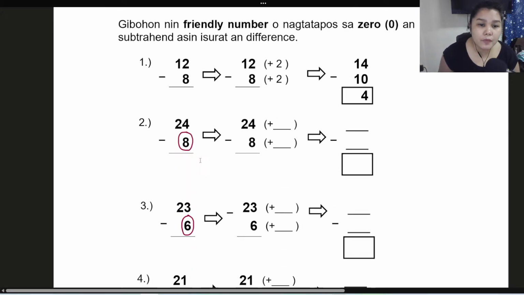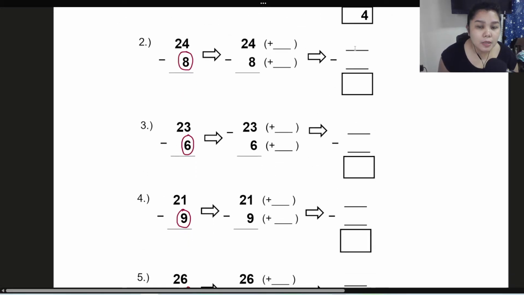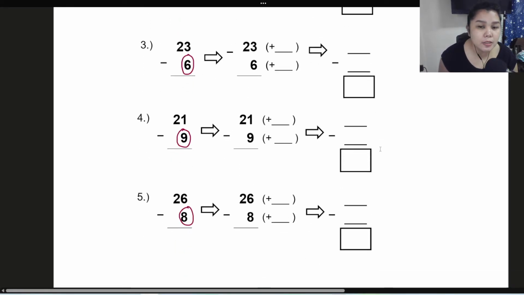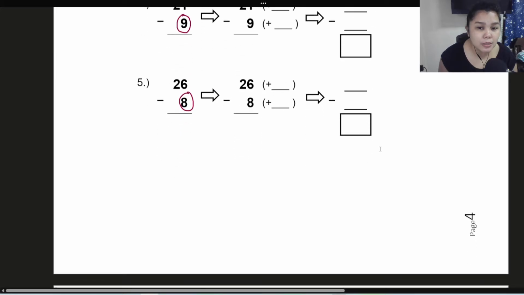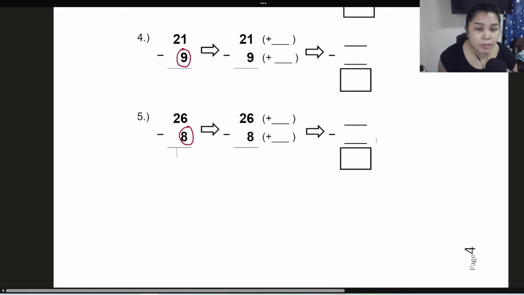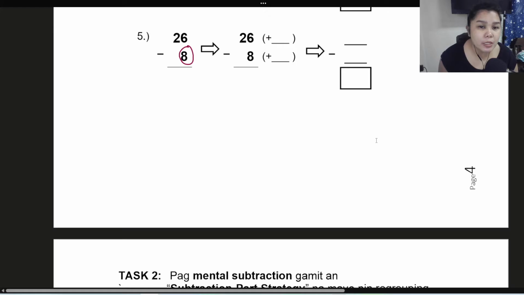Okay, after you identified the number needed para siya maging friendly number, lagyan dyan sa parehong blank. So, anong idinagdag sa baba, ganun din sa taas. Like this one, plus 2 plus 2. So, and then, gawin na. Then, that's the time you can get the answer. Don't forget to write it in the box. So, lahat ng blanks, lagyan po ng answer. So, pause this part. Pause page 4 para masagutan before we proceed with another technique.